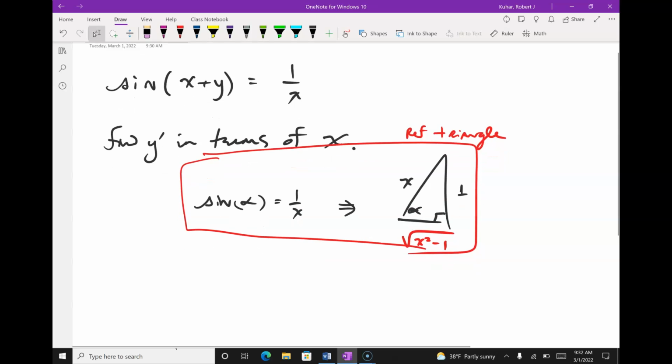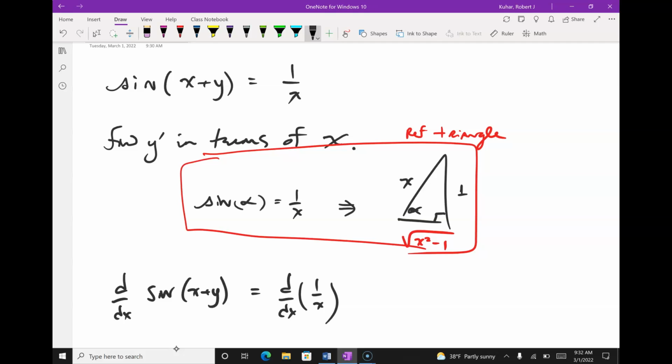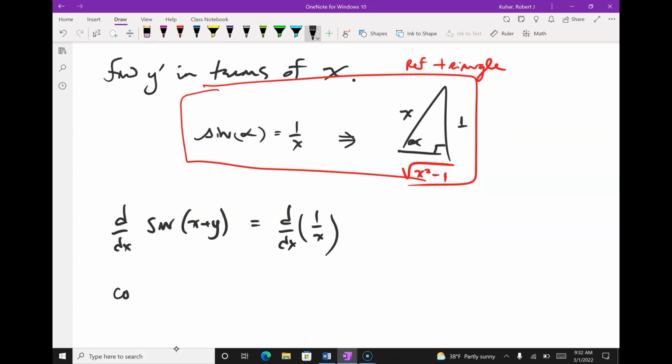Good. I want to find the derivative of both sides. So d dx of sine of x plus y should equal d dx of 1 over x. Both sides are easy because we did the tangent a minute ago. So the derivative of sine is cosine of x plus y times 1 plus y prime. Who can tell me where I got that 1 plus y prime from? The derivative of the inside function. And it equals negative 1 over x squared.